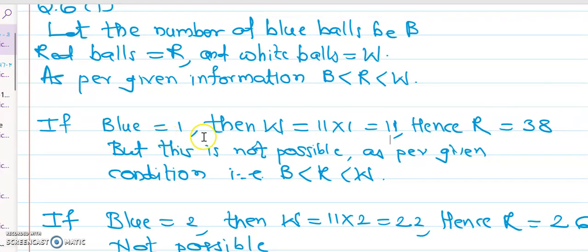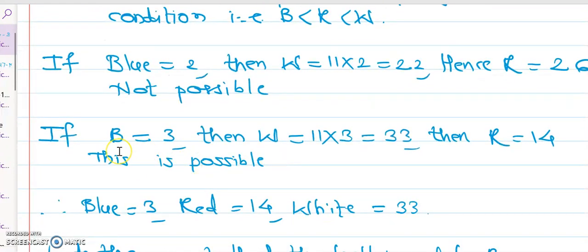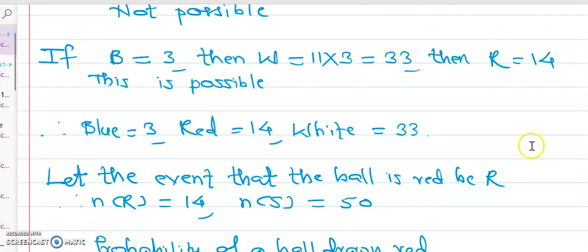Again, if the blue ball is equal to 1, then the white ball is 11 into 1, that is 11. Hence R will be 38. But this is not possible as per the given condition. If the blue ball is 2, then white is 11 into 2, that is 22. Hence red ball is 26. This is again not possible. But if B is 3, then white is 33, R is 14. This is possible. Therefore blue is 3, red is 14 and white is 33.